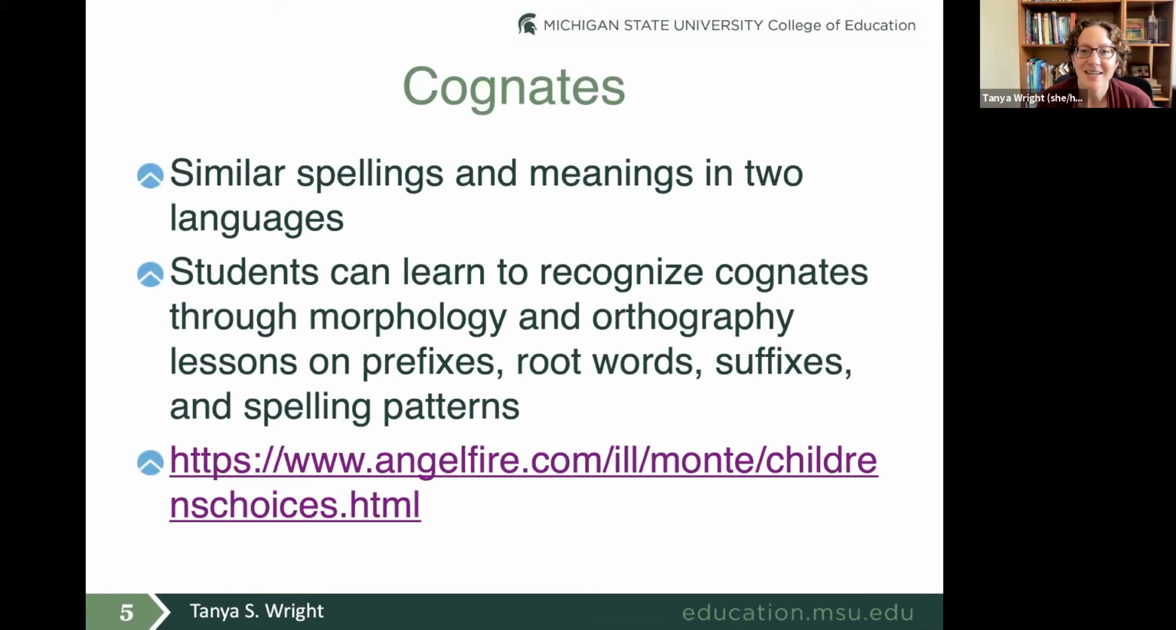But we can start to encourage young children to start to recognize cognates, right? Through morphology, because the word parts are similar, through orthography or spelling lessons. And as we talk to them about prefix, roots, and suffixes and spelling patterns, we're going to start to see some of the relationships between words across languages that can be super duper helpful to explain to kids, especially our multilingual learners. That website is this really neat website.